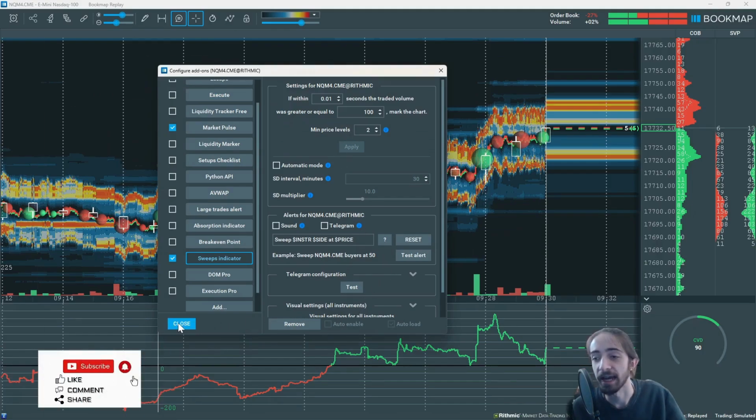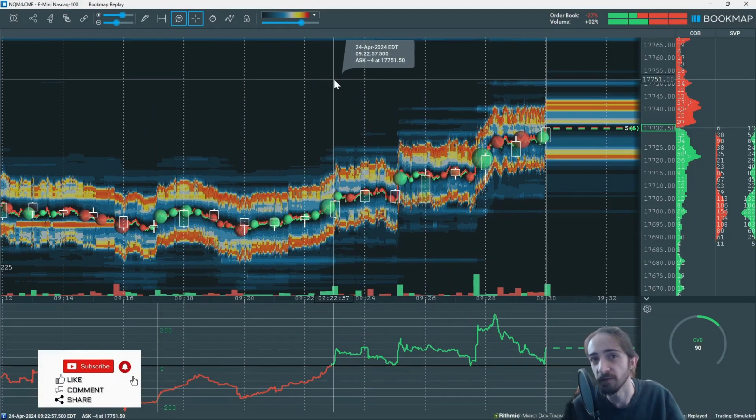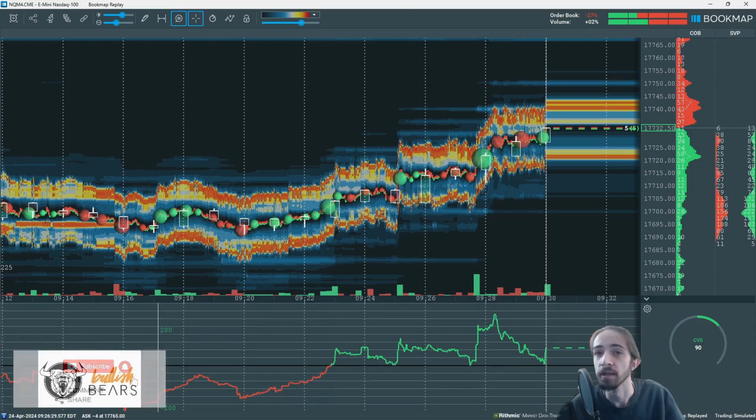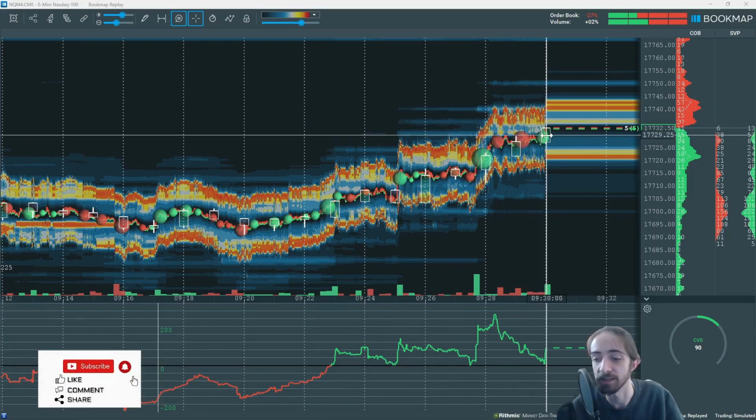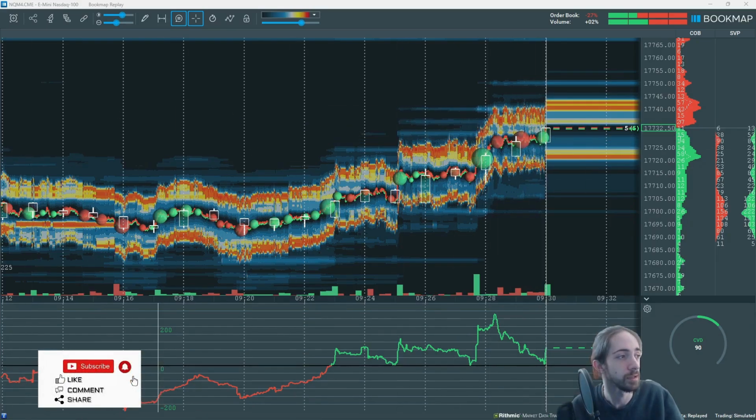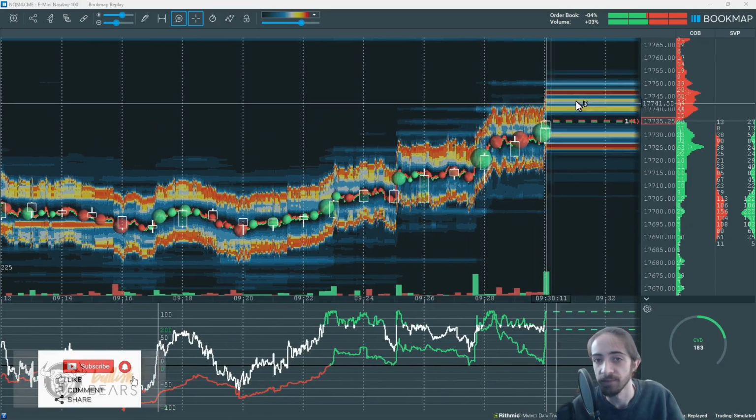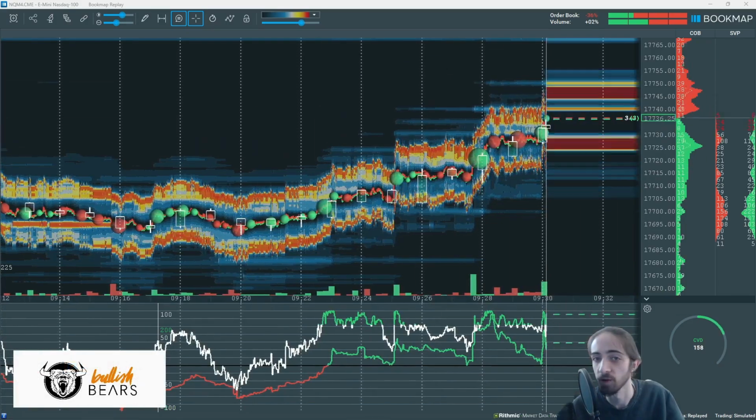Now let's get into the actual indicator and how we use it to find continuation or even a reversal. I'm going to be showing you guys a market replay of NASDAQ from April 24th, 2024. So let's play it. This is the market open. This is going to be the 9:30 candle, and these are 1-minute candlesticks.